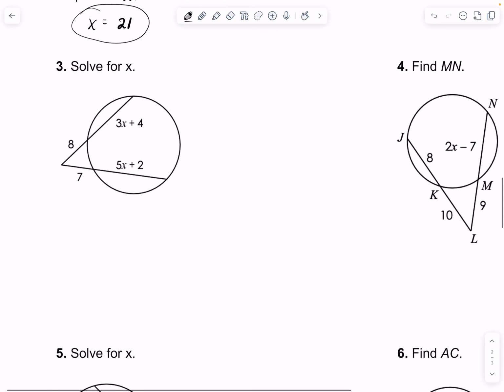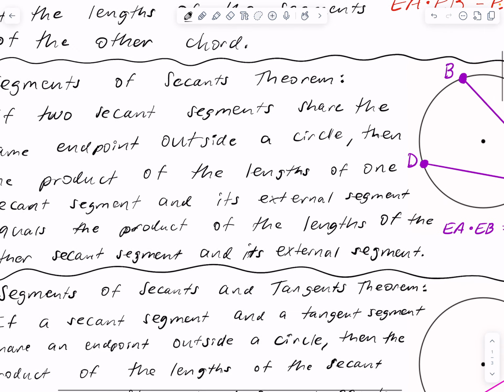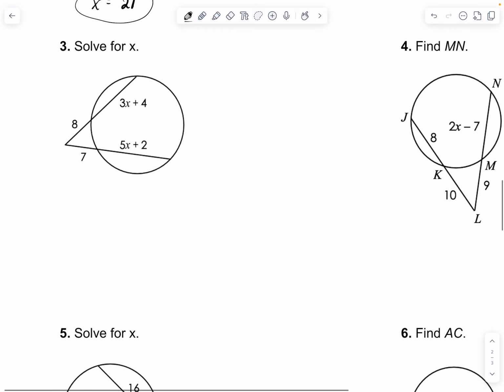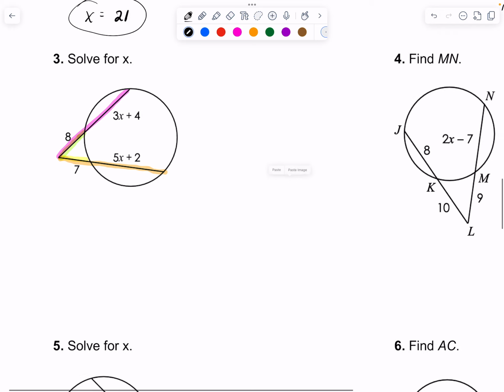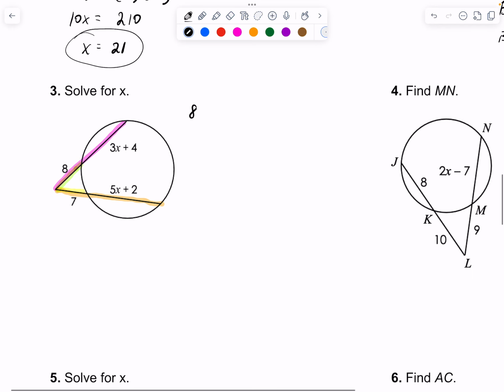Okay, number 3. Now I'm moving to a new theorem. This is the secants one, the middle one here, where they're both secants, the segments of secants theorem. So for this one, the way I think of it is this small segment times the entire segment is equal to this small segment times the entire segment. Okay, so watch how I do that. So I'm going to write 8 times 8 plus 3x plus 4 equals 7 times 7 plus 5x plus 2.